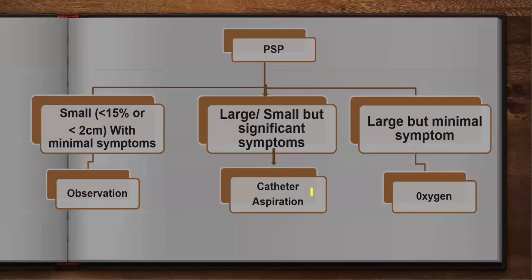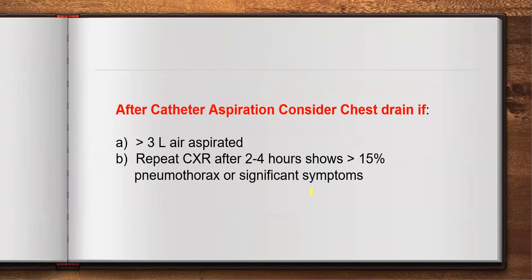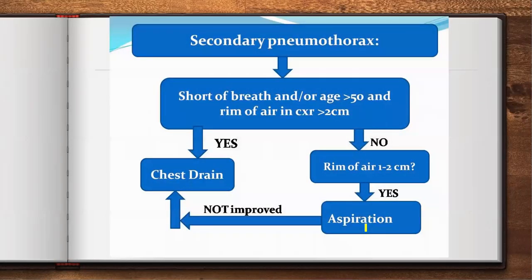Some of the other options when we go for chest drain are these. After catheter aspiration, consider chest drain if you aspirate more than 3 liters of air, or if a repeat chest x-ray after 2 to 4 hours of aspiration shows more than 15% pneumothorax or significant symptoms. In these two situations, you have to do the chest drain. So that's your primary pneumothorax management.